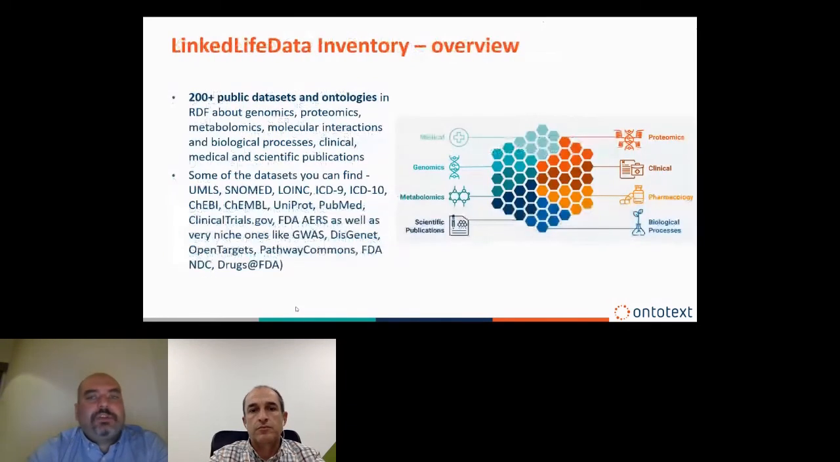As Ilian already mentioned, we maintain more than 200 public dataset ontologies in the life sciences and healthcare.